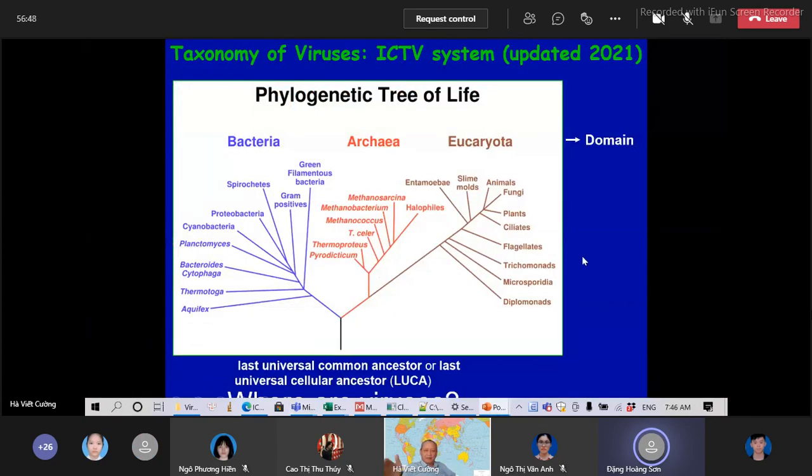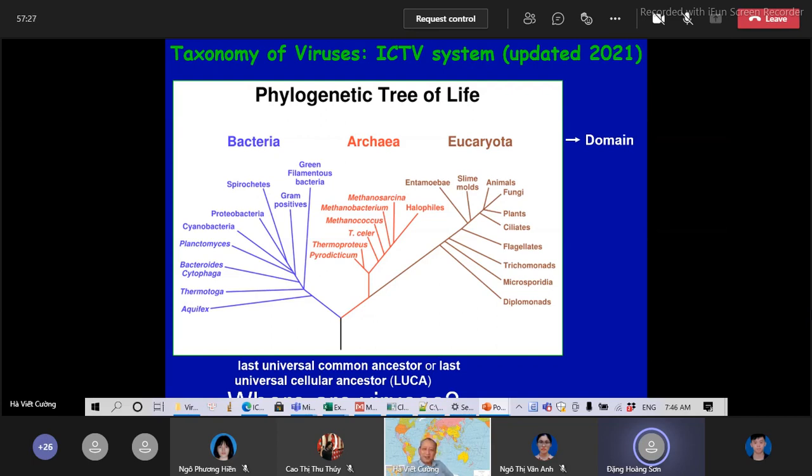Picture here. Very famous picture is showing about what? About the phylogenetic tree of life. My question is very simple. Do you know this picture? Have you ever seen this picture? Student: I think I have seen it before, but a long time ago. I have seen a tree similar to this once.